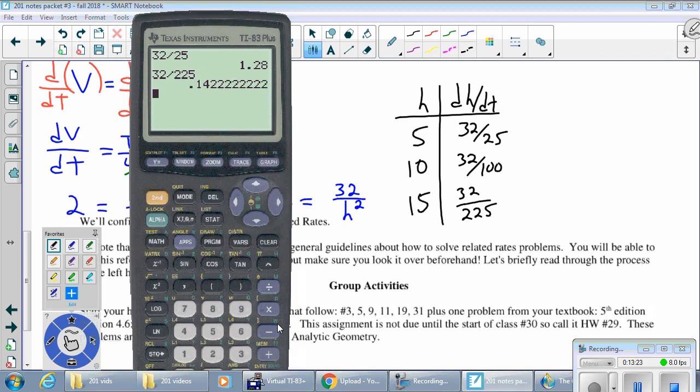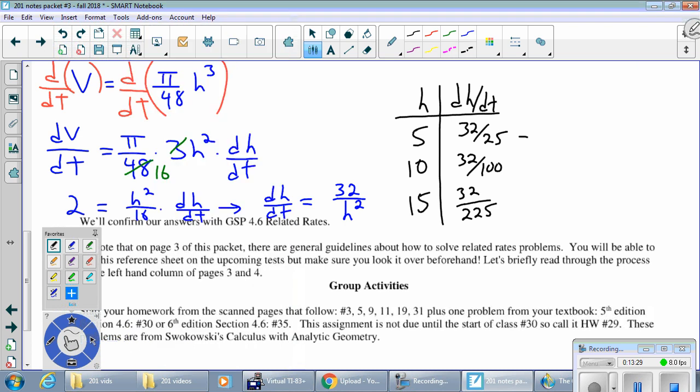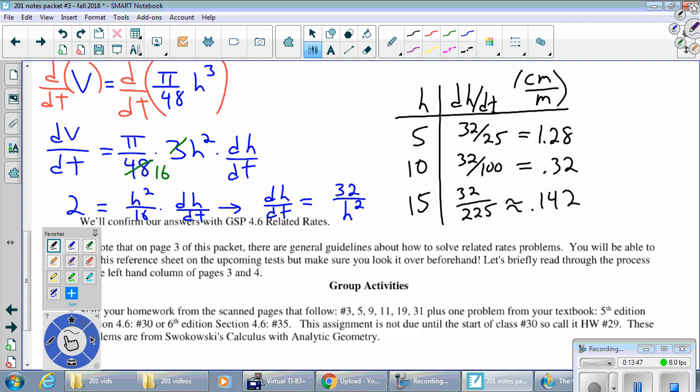Okay, so we got 1.28 and then 0.142. And the middle one obviously is 0.32. Okay, and again, the units here for dh dt are h units over t units, so all of these are measured in centimeters per minute. Okay, so what does that mean?